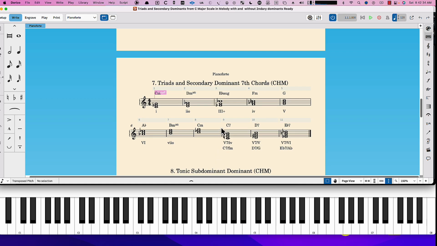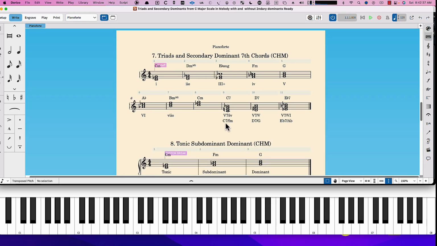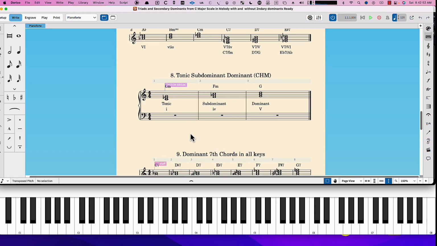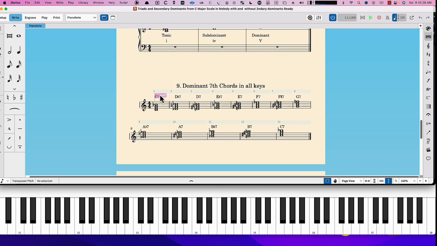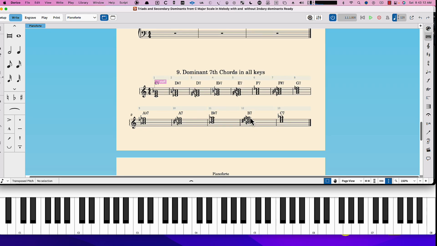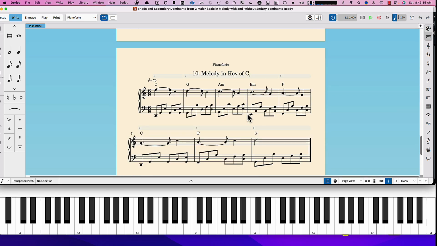And then your secondary dominants here would be the F7 going to the 4 chord, which in this case is F minor, then the D7 going to the G, and the E flat 7 going to the A flat. And again, we have the tonic in this mode, C harmonic minor, subdominant, dominant, back to tonic. And here's just a list of all of the dominant chords in all keys, which you should be familiar with. And then here's the melody that we looked at.